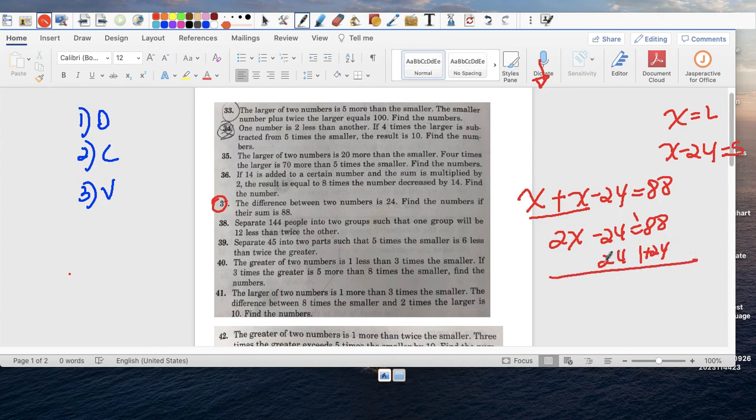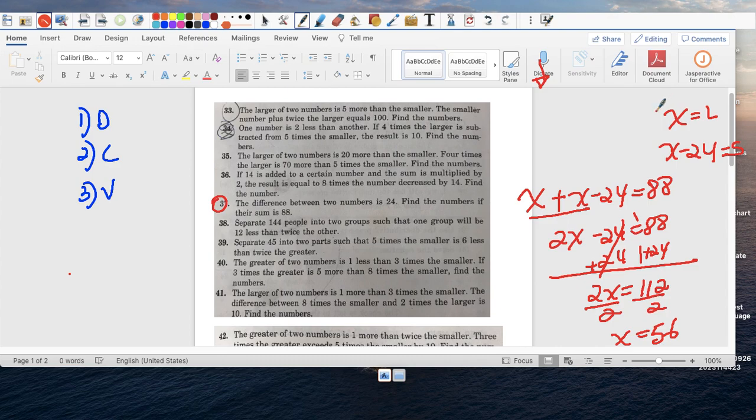Negative 24 plus 24 is going to give 0, so that's how I get rid of that, and then I get 2x over here. 88 plus 24, 12, carry 1, I get 112. And if I divide both sides by 2, x equals 56.